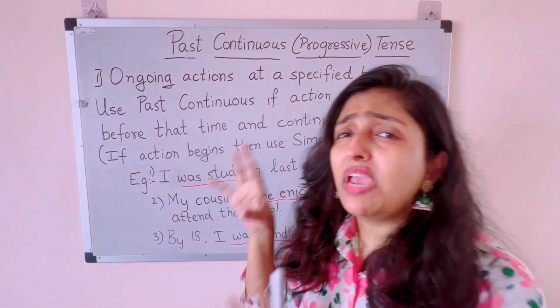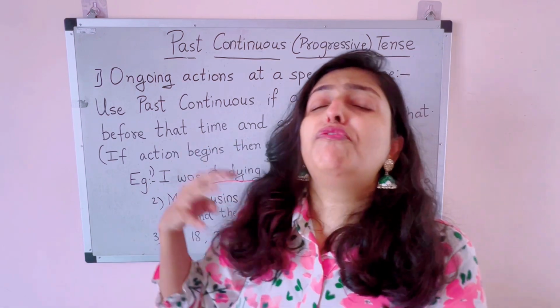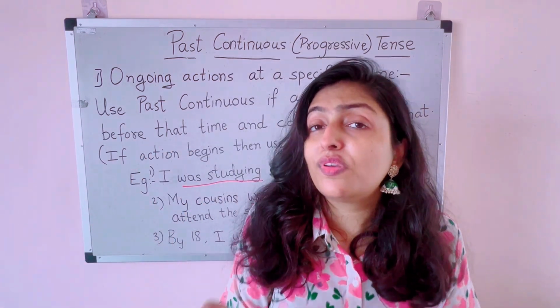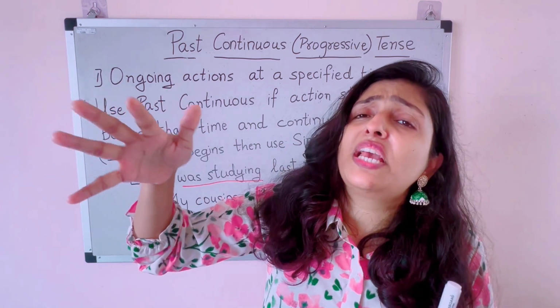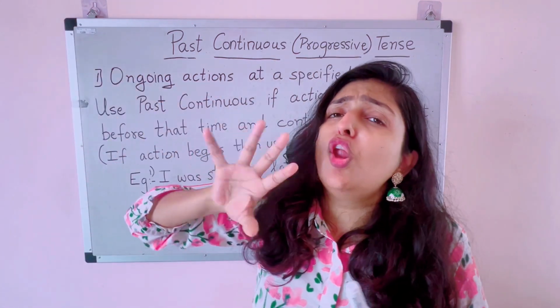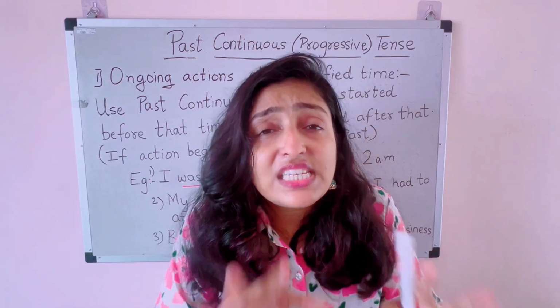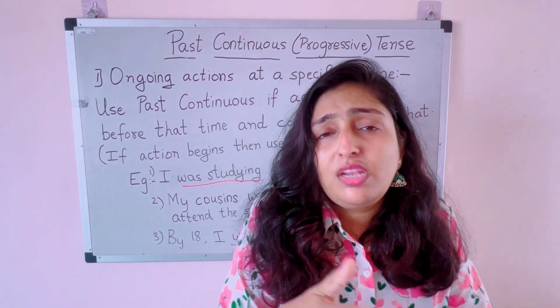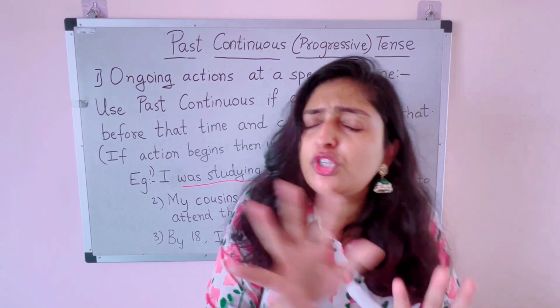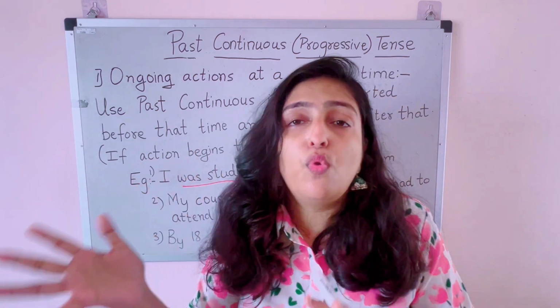This is the main base or the pillar of all the other rules. In past continuous or progressive tense, activity takes place for a longer time. It lingers on for a long time. Activity is not short. It's not for a short duration or for a short time. It's not for 1 second or a few hours.